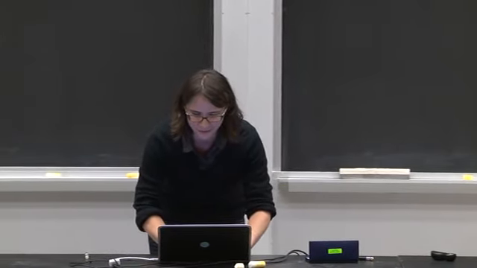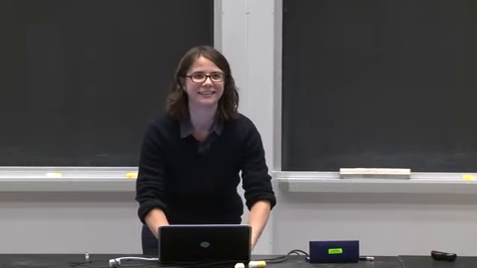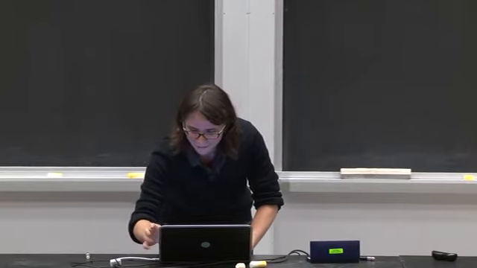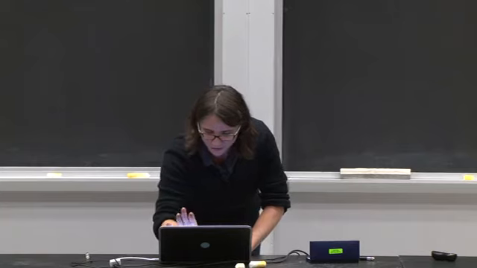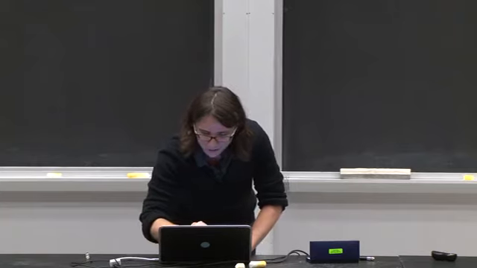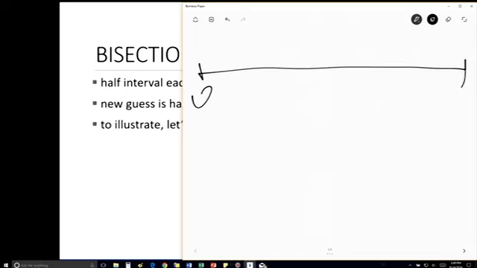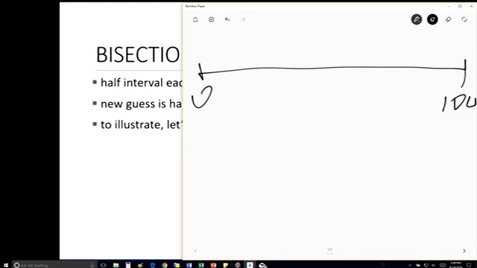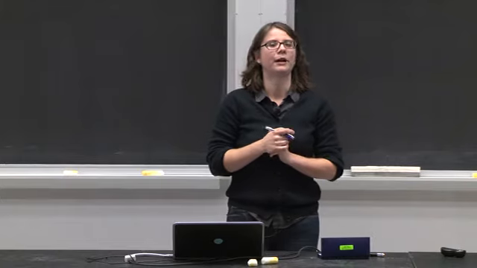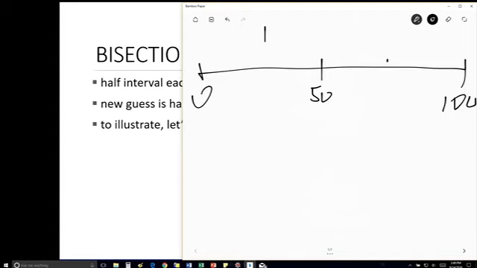OK, so do you have your number? Yes? OK, perfect. Let me erase that. Actually, I should have probably kept that because I'll still use it. OK, there's the numbers 0 to 100. Is your number 50? OK, 50 was my guess, so I've made one guess. Is your number higher or lower than 50? Higher, OK. My next guess is going to be 75.